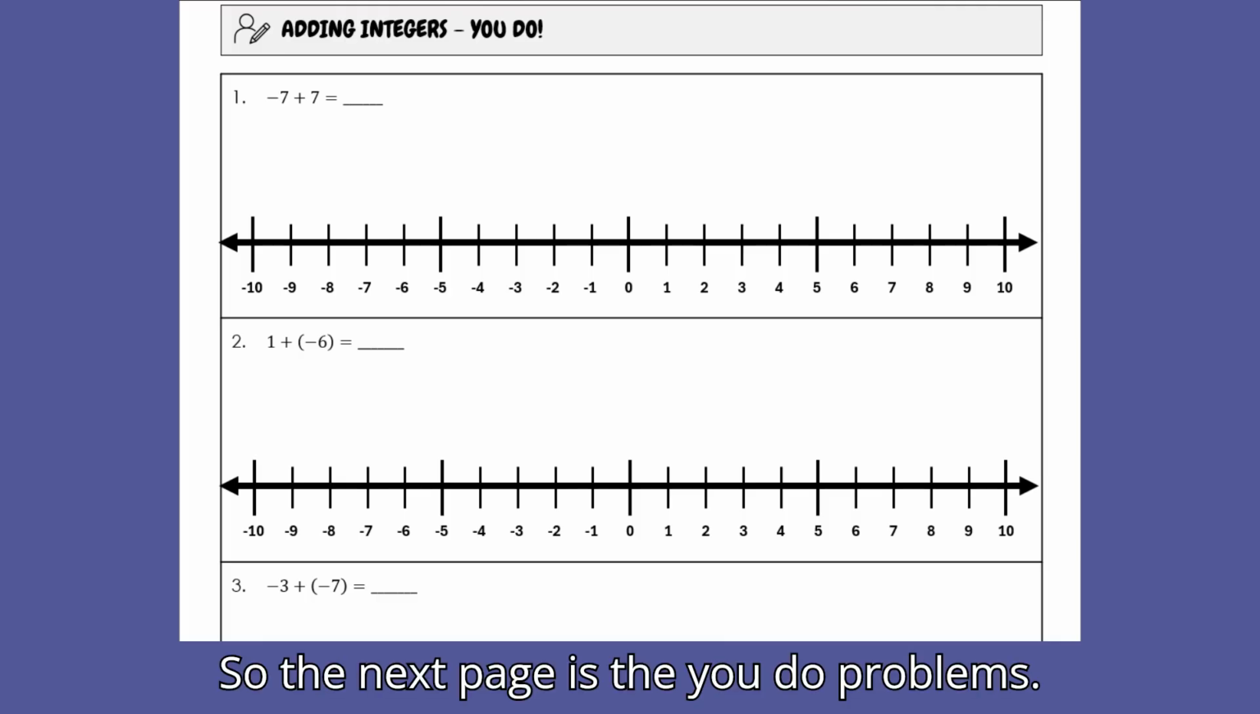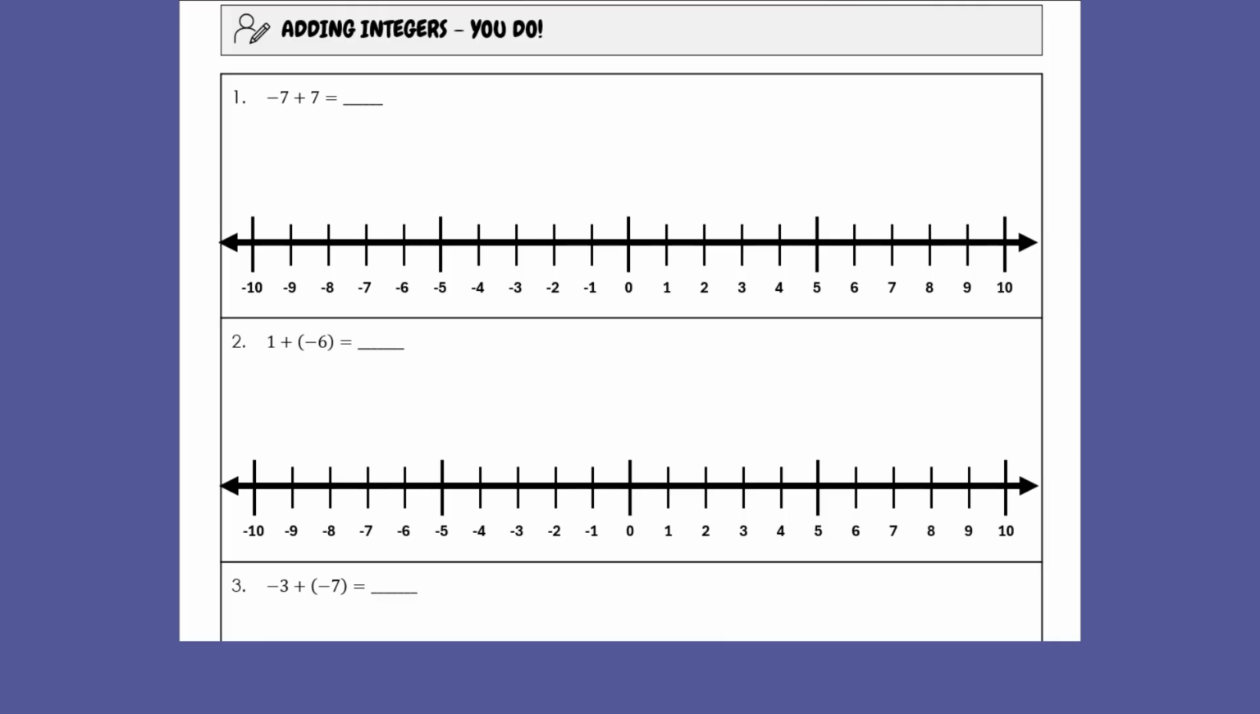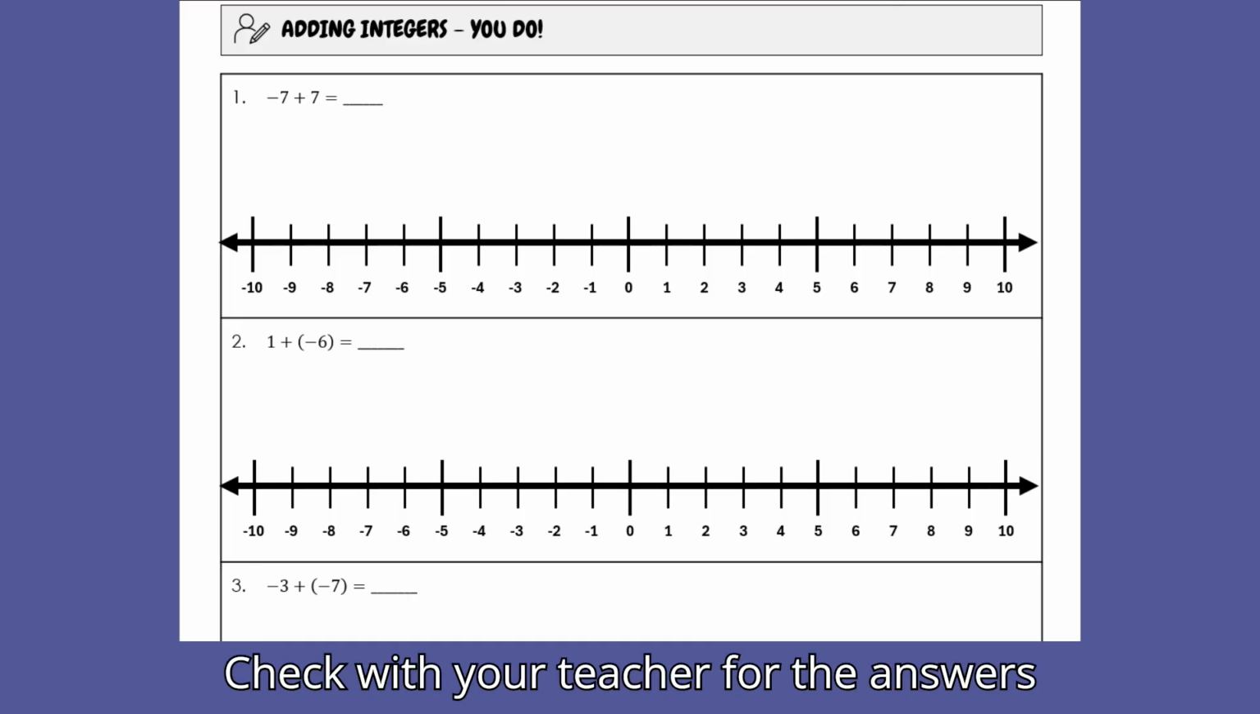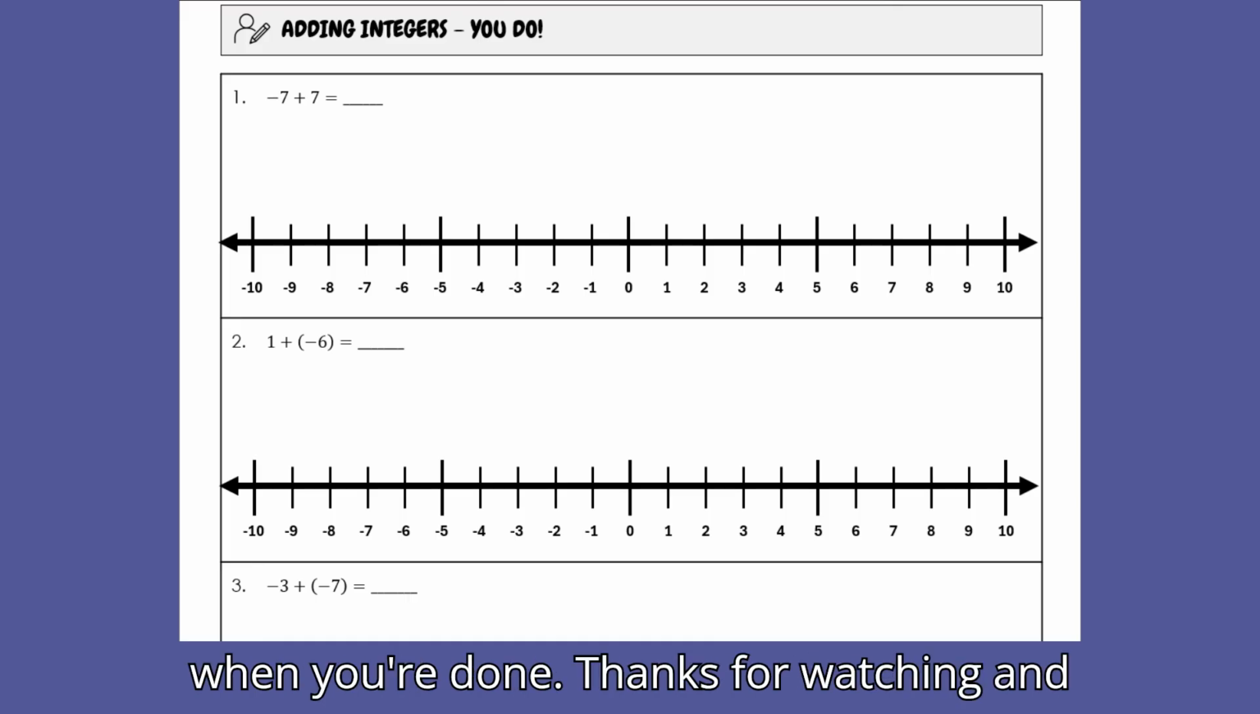The next page is the you do problems. That means you are expected to do these on your own and practice them. Check with your teacher for the answers when you're done.